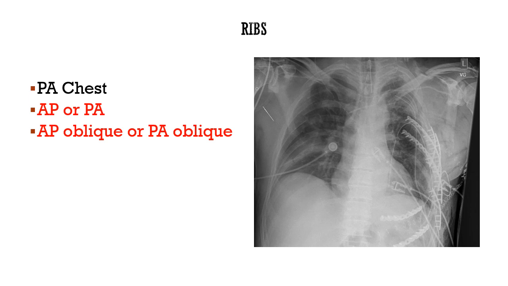So let's talk about ribs. First of all, typically you're going to see a PA projection of the chest. We're going to skip that when we cover the ribs because we've already talked about chest x-rays. So we're going to focus on the AP or PA projection of the ribs as well as the AP oblique or the PA oblique.